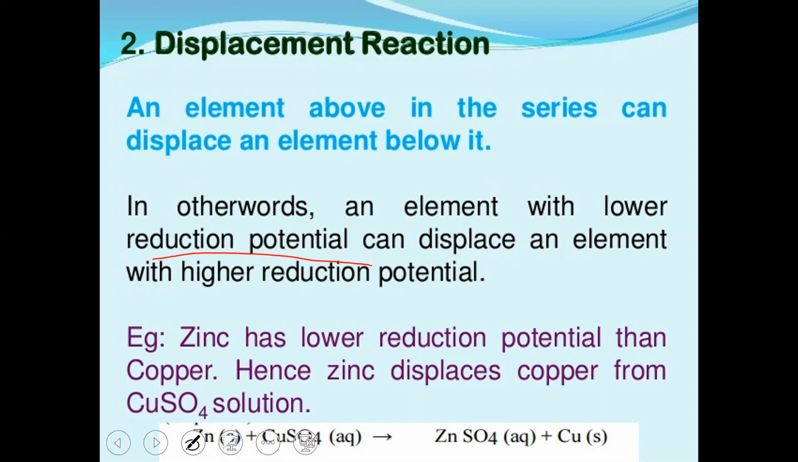So here there are two, zinc and copper. Zinc has the lower reduction potential, and copper has the higher reduction potential than zinc. So what happened? The zinc displaces the copper from the copper sulfate solution. In these reactions, the zinc displaces the copper present in the copper sulfate solution, and it becomes zinc sulfate.